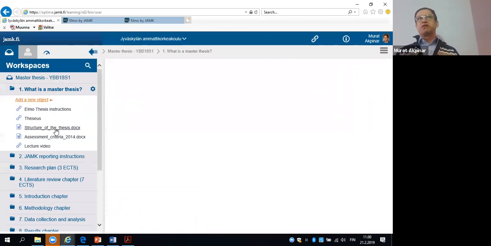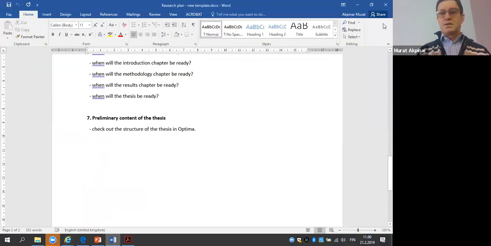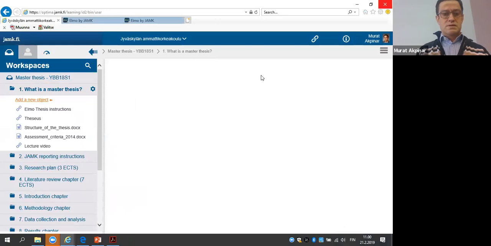You can only write the introduction chapter, literature review, methodology, results, discussion, or you can just skip it. That's maybe too early to provide a full structure of your thesis. But if you wish, you may take an example from this file. Any questions? Is it clear what is expected from the research plan?